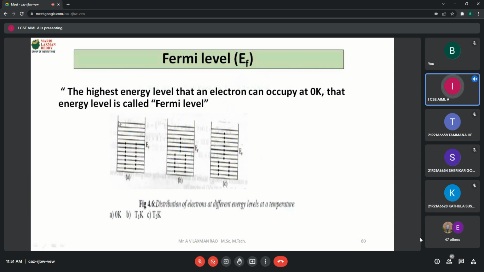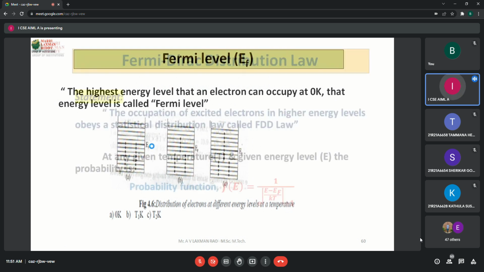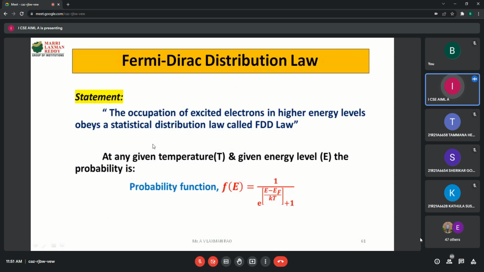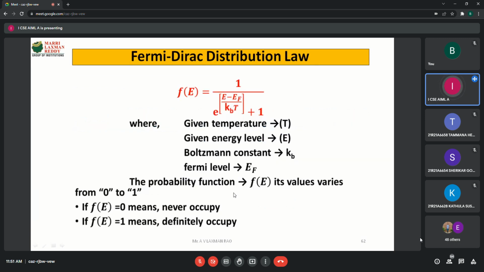At 0 degree Kelvin, the highest energy level that an electron can occupy is called the Fermi energy level. Above the Fermi energy level at 0 degree Kelvin there are no electrons; below it, completely filled. And the Fermi-Dirac distribution law explains the probability of electrons occupying a higher energy level when the system or material absorbs external energy. When the material absorbs the external energy, electrons are absorbing that energy. Actually, when the atom absorbs, it means electrons are absorbing.